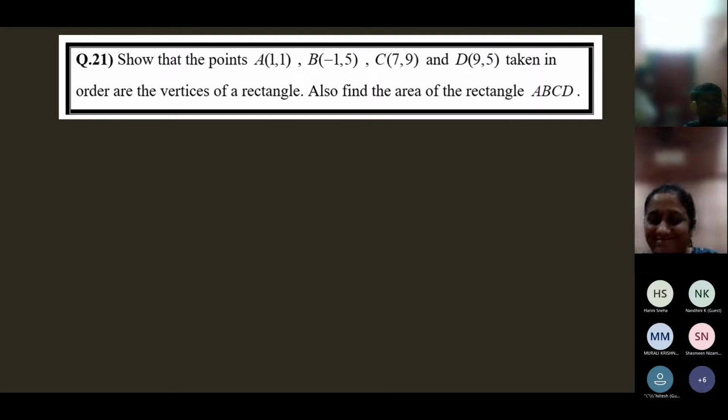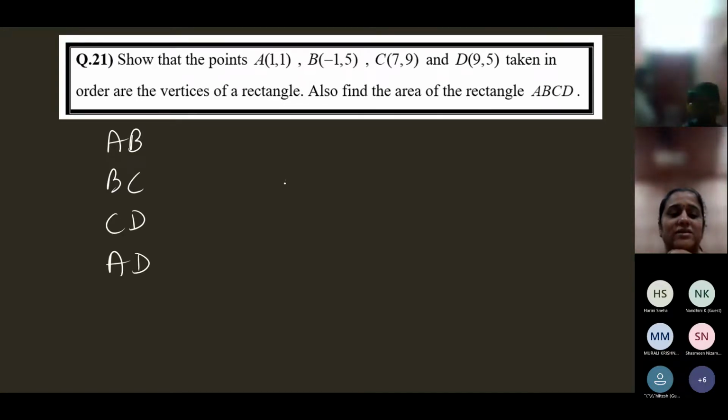Okay, good. So show that the points A, B, C, D taken in order are the vertices of a rectangle. Also find the area of the rectangle ABCD. What's the formula to find the area of a rectangle? L into B. So tell me, what do we have to find here? We need to find AB, BC, CD, AD, AC, and BD.